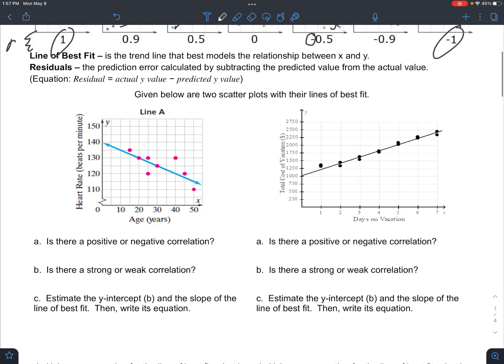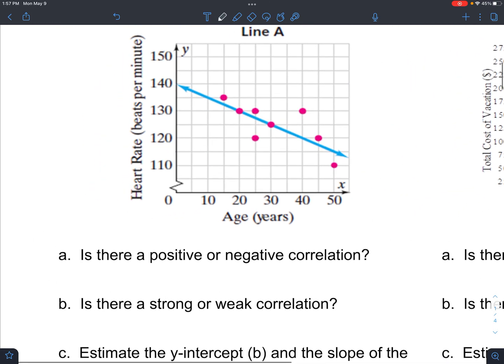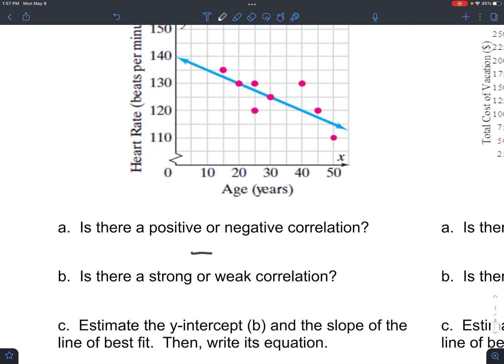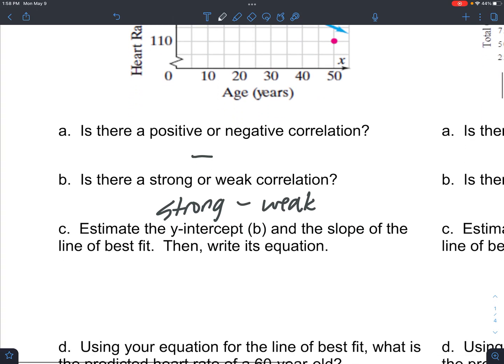Okay, so let's just learn this by doing some examples. Is this a positive or a negative correlation? It is negative because it goes down. And is it strong or is it weak? It's probably somewhere in the middle. I would still probably call this a strong correlation, but I want to say strong-weak. You can tell that they tend in a line, but they're not super clustered towards it.